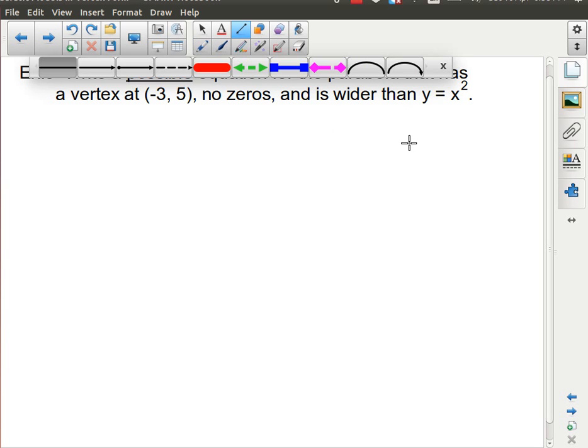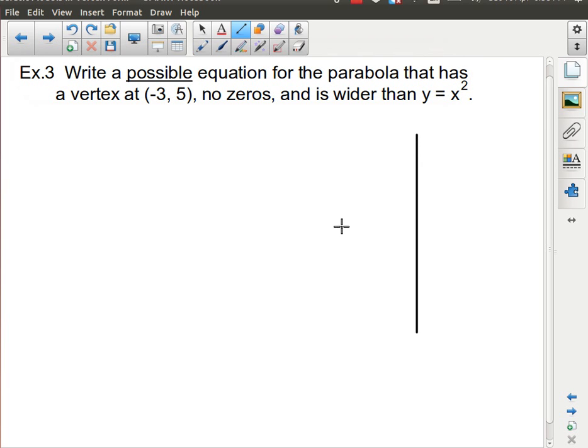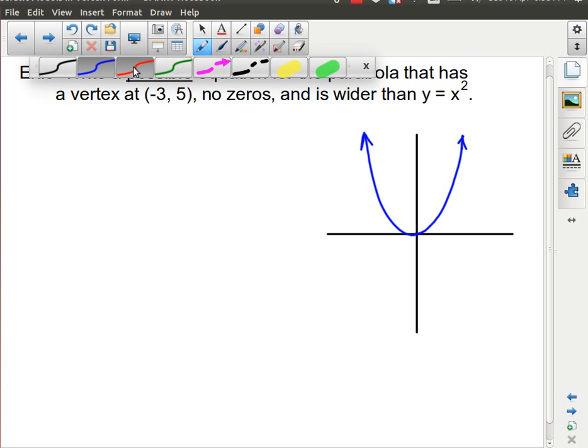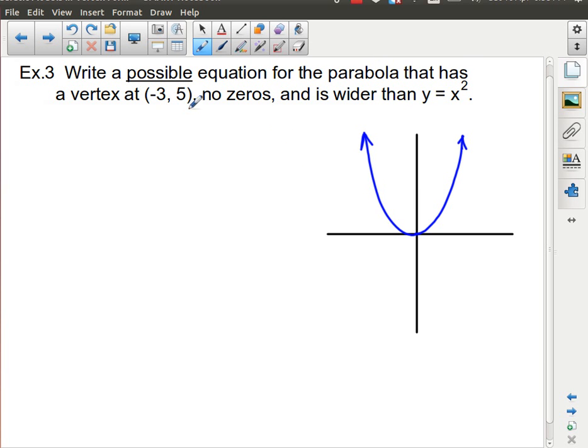So again, I'm going to do a quick sketch. Part of the reason for this sketch is just to make sure I have my head wrapped around what the question is actually asking for. So again, I'll just put in a sketch of the parent function. I'm not putting on a scale or anything like that. Just putting in the parent function, and let's try to figure out what this other one's going to look like. Negative 3, positive 5. So I'm just going to arbitrarily put that there. And it has no zeros. Now that's interesting. No zeros means that it can't open downward, because if it opened downward, it would cross the x-axis. So if it has no zeros, and it's obviously not touching the x-axis, it has to open upward.